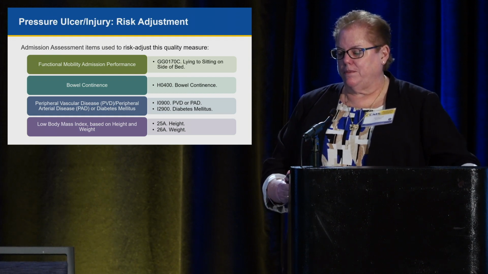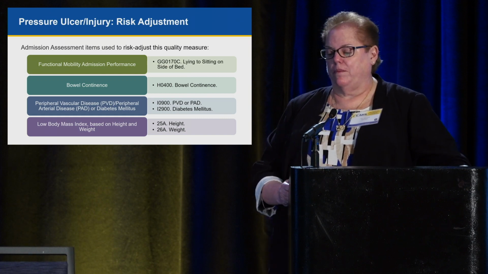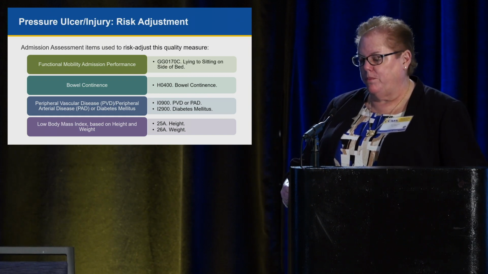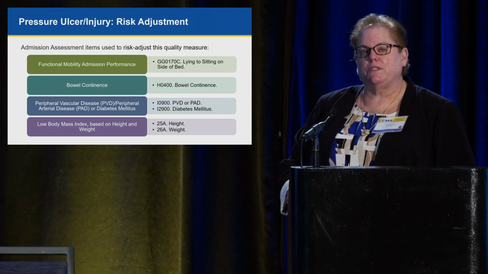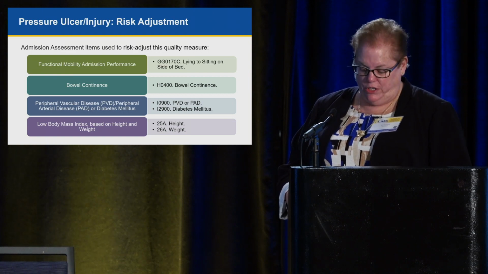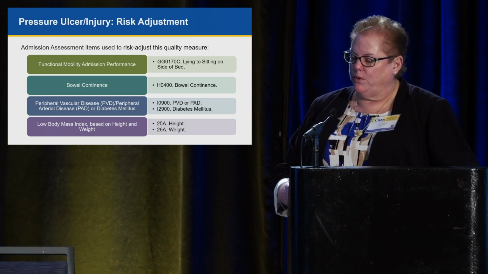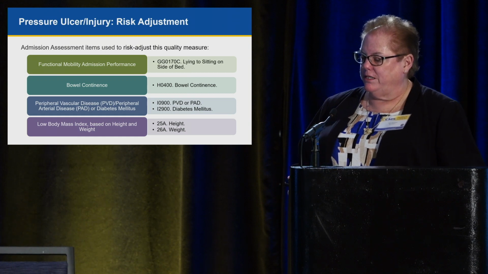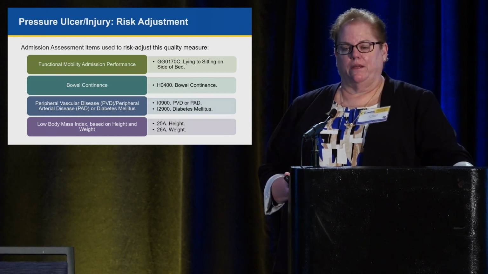And the admission assessment items used to risk adjust this quality measure include functional mobility admission performance, specifically looking at question GG0170C, lying to sitting on the side of the bed. So we think about that.